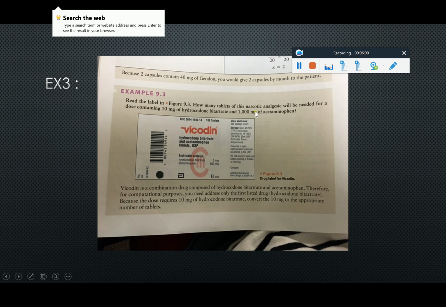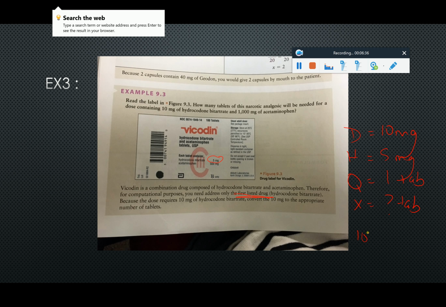How many tablets of this narcotic would be needed for a dose containing 10 milligrams of hydrocodone and 1,000 milligrams acetaminophen? So this one tells you just to use the first drug listed. So my D is 10 milligrams. Your H, we're looking at just this first drug, that's 5 milligrams. Your Q is how many tablets, so 1 tablet.